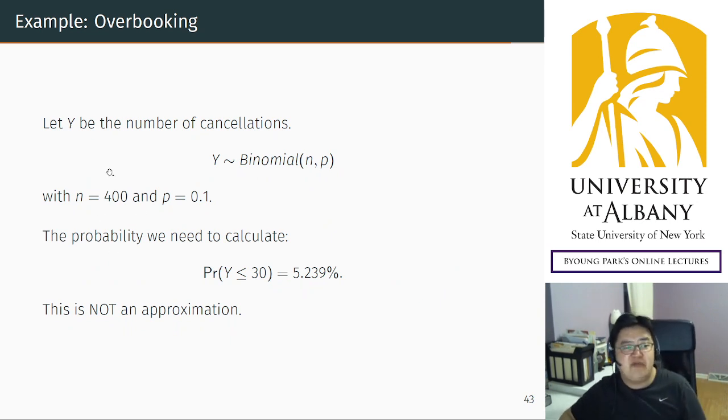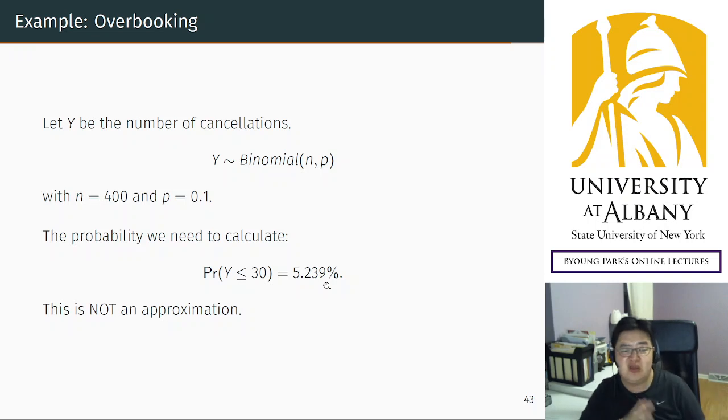First, remember you may use the binomial distribution. Say y is the number of cancellations, with parameters 400 and 0.1. So out of 400 reservations, you have a probability of cancellation of 10% for each reservation. Then using Excel, you can calculate the probability that y is smaller than or equal to 30, which is 5.239%.